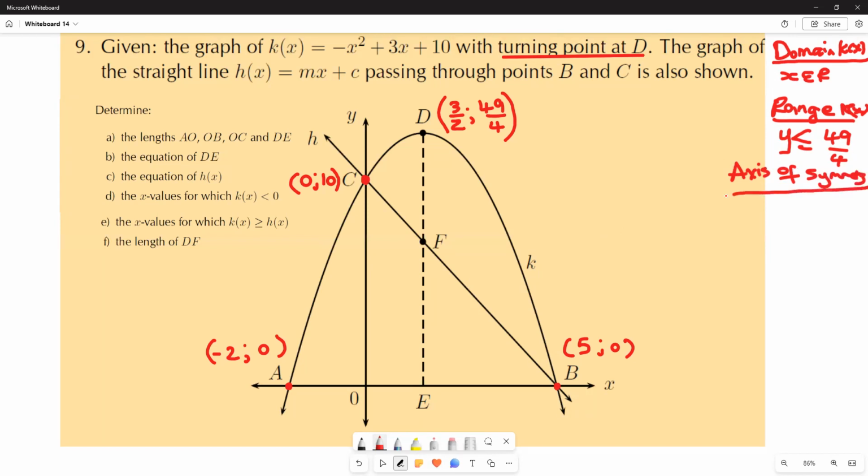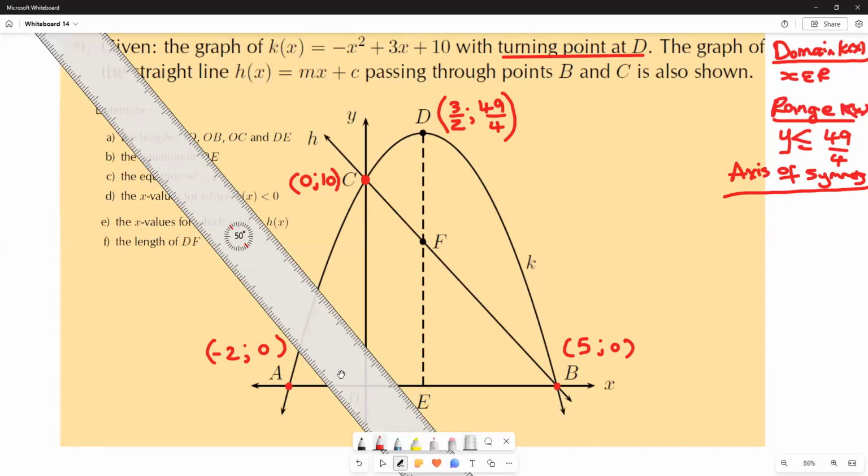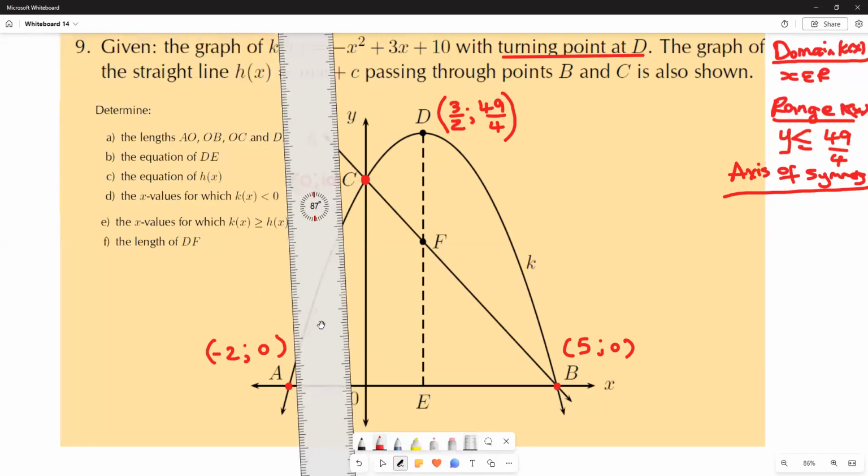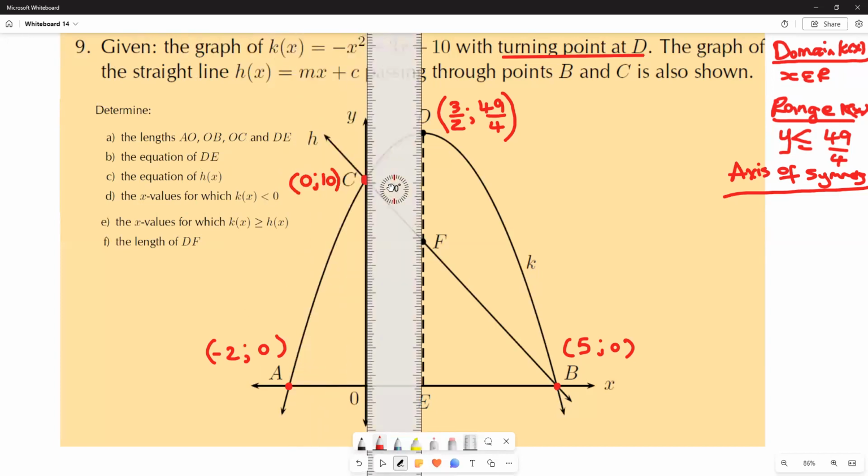Axis of symmetry. Let me just use a ruler to explain this properly, why I'm saying it's going to be what I'm going to say it is. So let's go to the turning point. Remember this dotted line here, it's the line x equals 3/2. So even here, I'm going to have 3/2. I just don't know the y value on F.